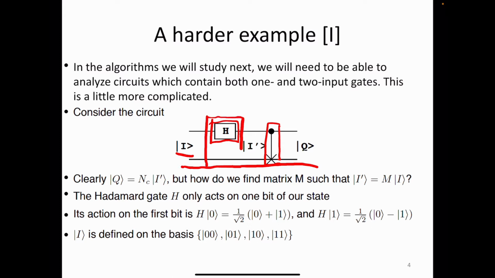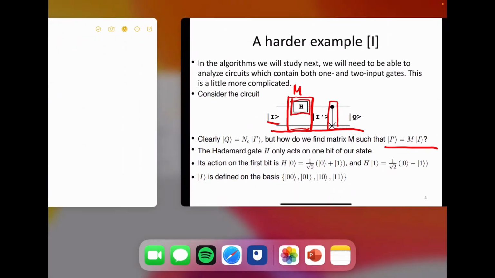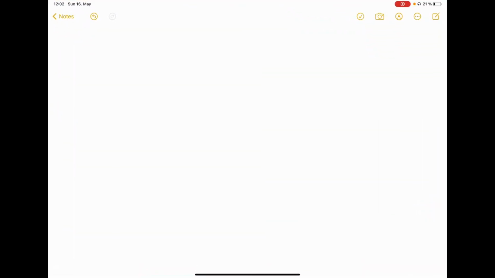So what we want to do now is construct a 2-qubit gate that does exactly the job. It applies the Hadamard transformation to the first one, and it leaves the second one alone. And we call this transformation M, for lack of a better name right now. And it's also given here. So the state I prime is produced by applying the transformation M to the input state I. And now let's look at how to construct the transformation M.